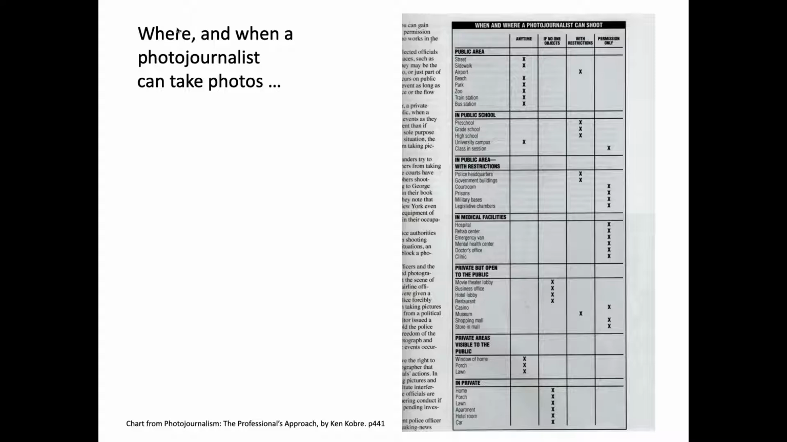So this is a little chart that came out of that Cobre book that I showed you on the first day, which is the main text for most photojournalism classes around the country. You can go back and look at this in the slideshow later. It gives you a pretty good idea of where you have the full legal right to make photographs, because there are some reasonable legal limitations. The primary one is you can't take pictures on private property without the property owner's permission.